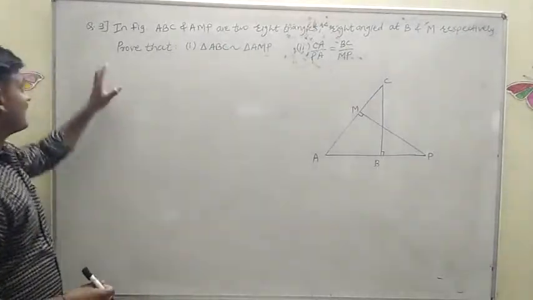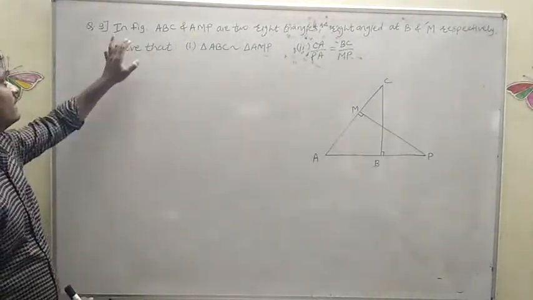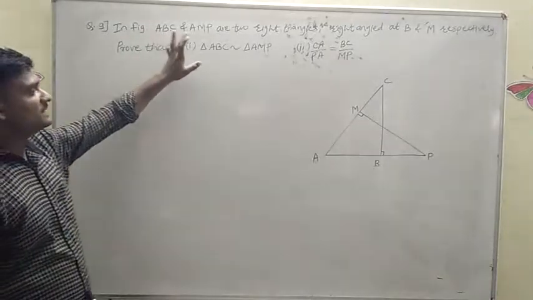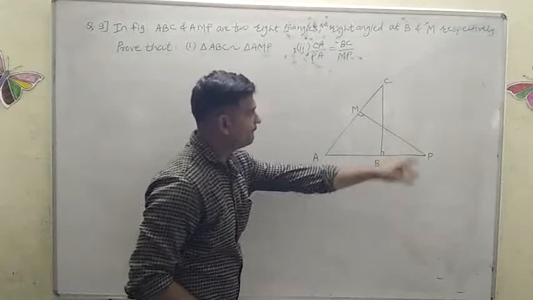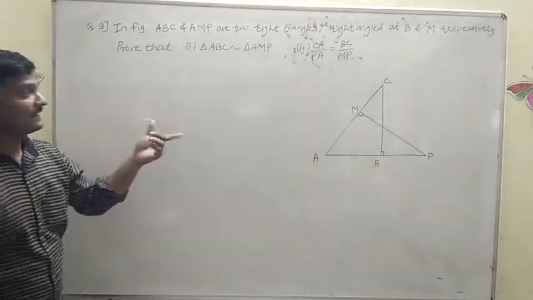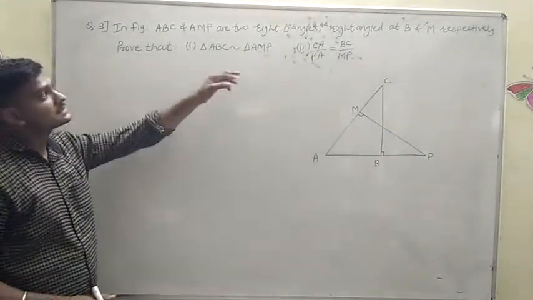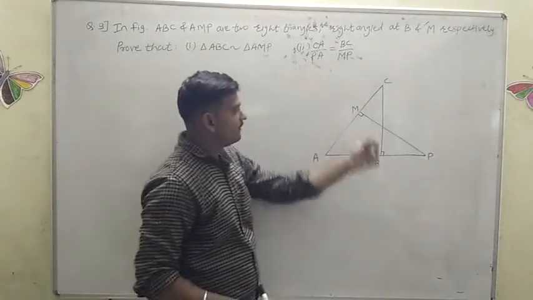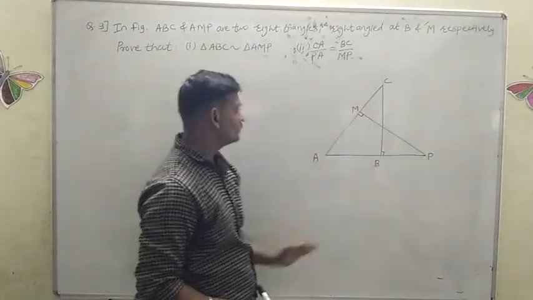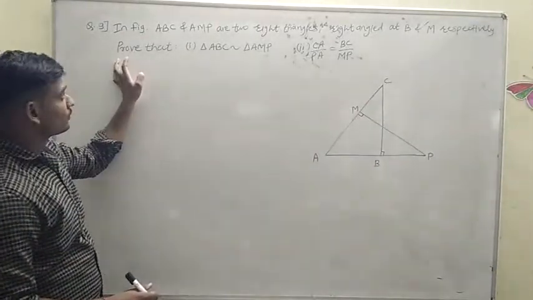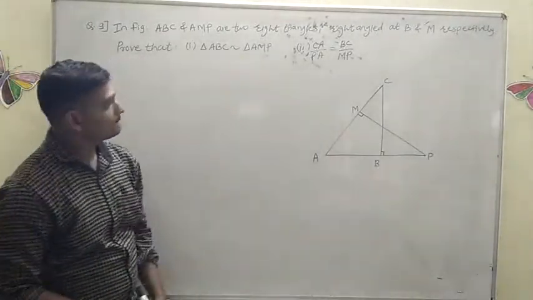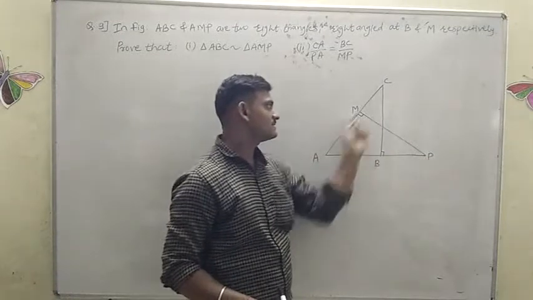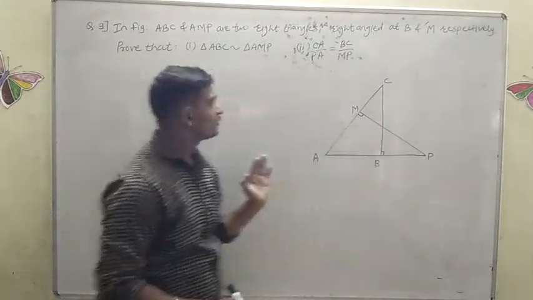Now we will see question number 9. See in question number 9 what is given. In the figure, ABC and AMP are two right triangles, right angled at B and M respectively. Now we have to prove triangle ABC is similar to triangle AMP. We have to prove here.